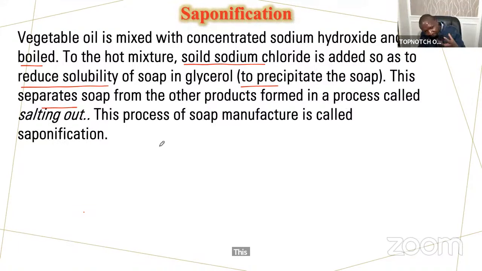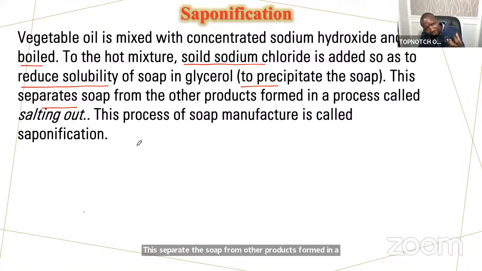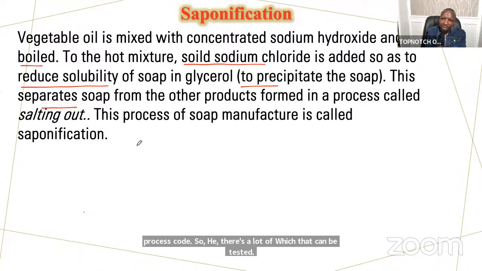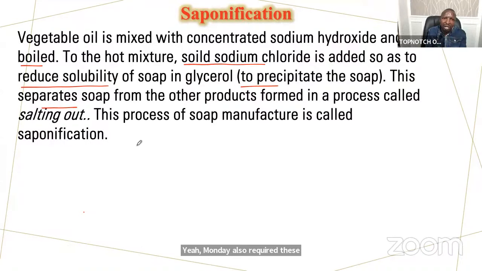So there are a lot of questions that can be tested here. First of all, manufacture of soap requires three steps. Vegetable oil is mixed with concentrated sodium hydroxide and boiled, one mark. Sodium chloride crystals are added. Then you filter to obtain soap.